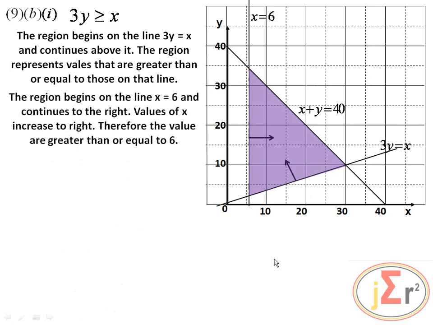What about that one? The region begins on the line x is equal to 6 and continues to the right. Values of x increase to the right. Therefore, the values are greater than or equal to 6. So those values of x are greater than or equal to 6. So what do we say? x is greater than or equal to 6.